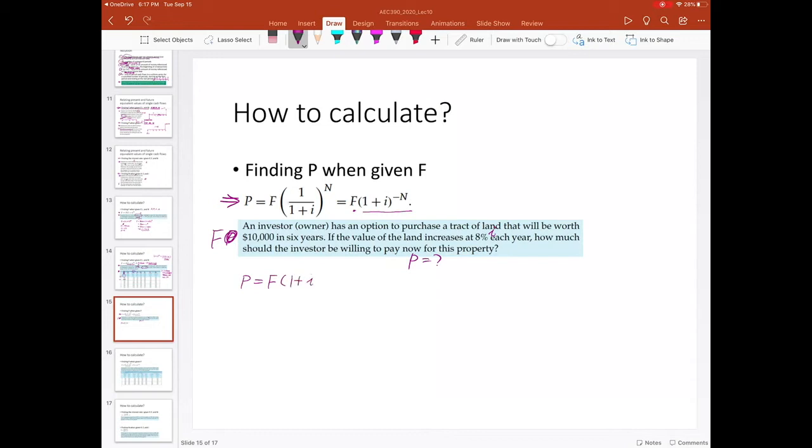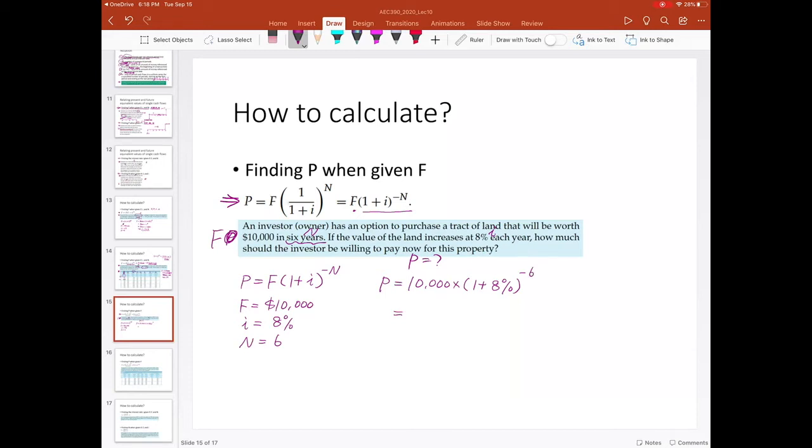So P is F times (1 plus I) to the power of negative N. And F is 10,000. I is 8%. N is 6. Okay, so 6 years, that's your N. So the P is F, we just substitute the values, okay? So 10,000 times (1 plus 8%) to the power of negative 6.